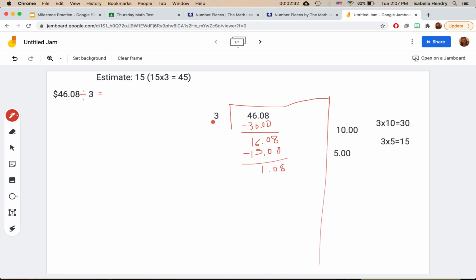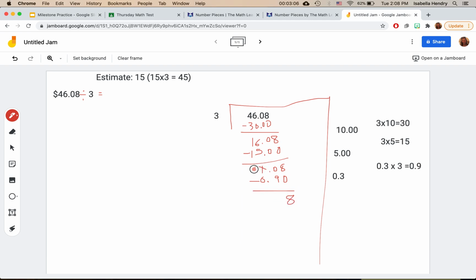Now I can't take out another 3 wholes because there's only $1. So I'm going to have to start getting into decimals. So I'm going to start with 3/10 and see where that gets us. So 3/10 times 3 is 9/10. So I'm going to subtract 9/10 now. And there's no hundredths involved there, so I'll just put a 0, 8.